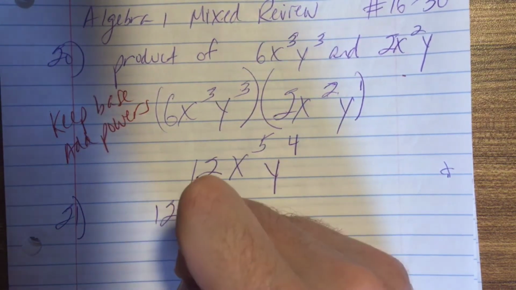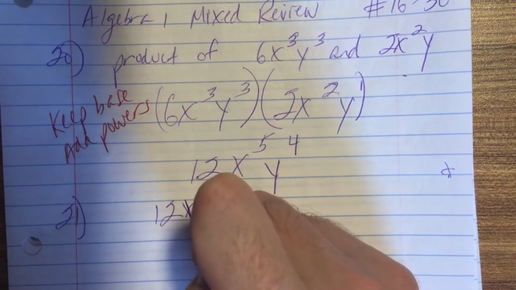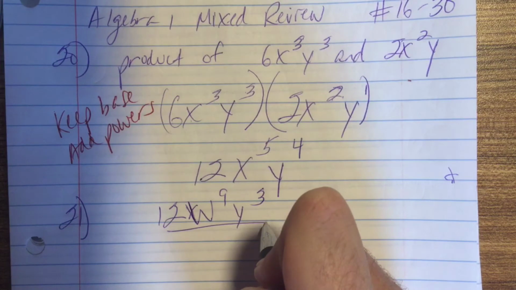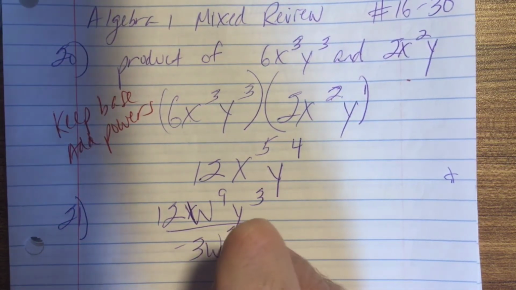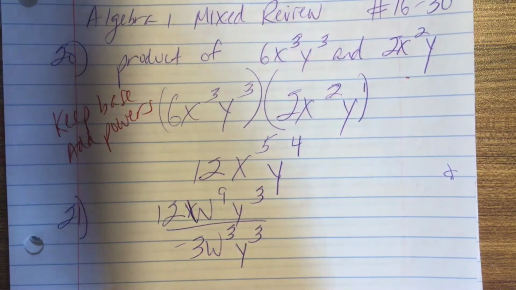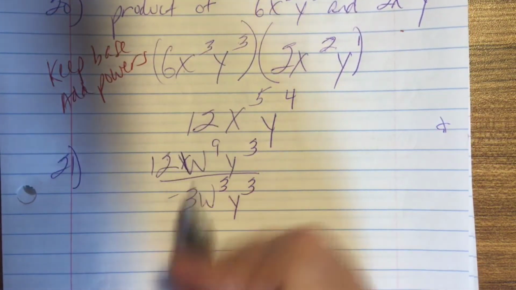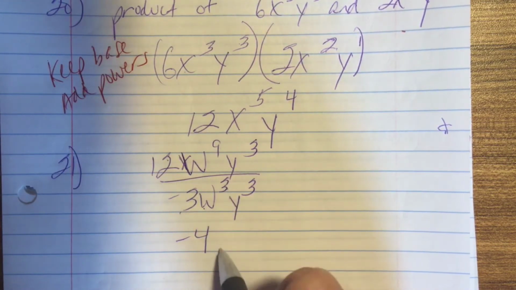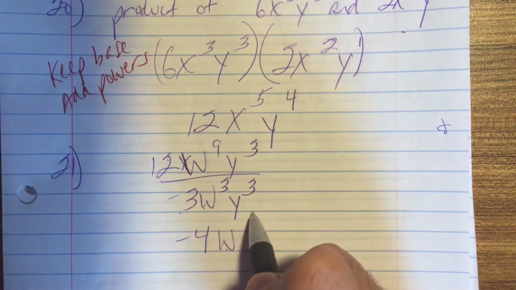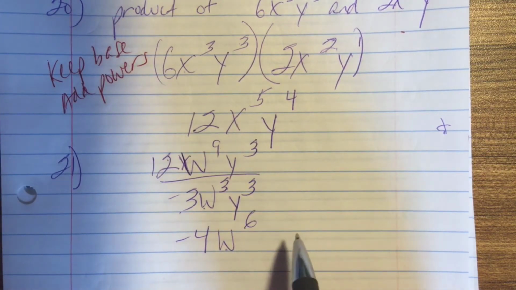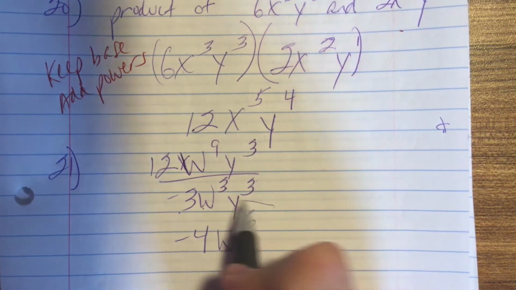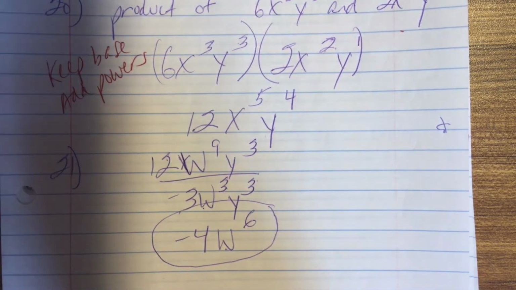In question 21, we're dividing powers. Whenever you see a fraction, you're dividing powers. We have 12w to the ninth power y cubed divided by negative 3w cubed y cubed. We begin by dividing the coefficients 12 and negative 3 to get negative 4. W to the ninth power divided by w to the third power: we keep the base as w, but we subtract the powers, so we get w to the sixth power. And then y cubed over y cubed cancels out to be 1, so we're not going to have any power of y left in the quotient.